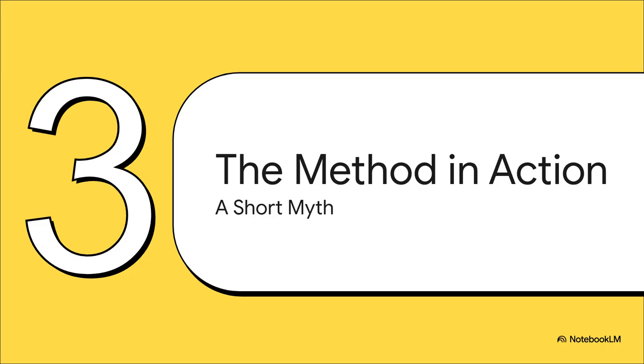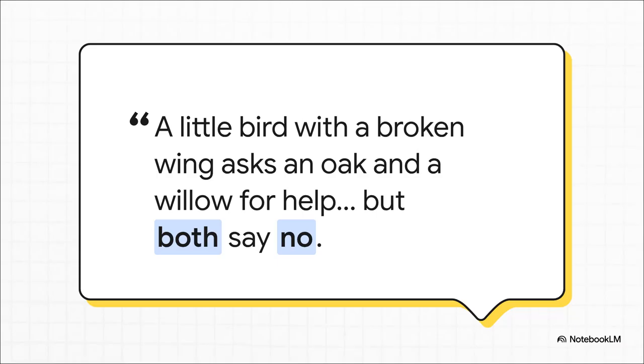So, you want to see this method in action? Let's take a short myth and put our new toolkit to the test. This is where the magic happens. So here's the setup. You've got this poor, vulnerable little bird with a broken wing, and it desperately needs help. It goes up to these 2 big, strong trees, an oak and a willow, and they just cruelly turn it away. The main conflict is right there from the get-go.